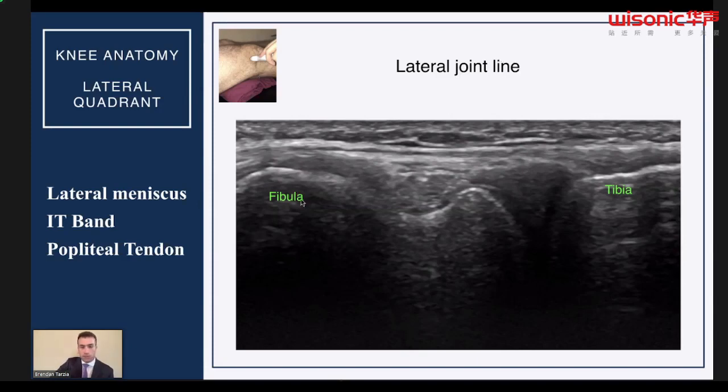sorry, this should not say fibula here. I apologize for that. That's the femoral shaft there. But right here, as we're going, we can see the IT band run across here. At the top here, we're seeing the IT band, and right here, this triangular structure is the lateral meniscus. This is a good view, especially over that joint line.